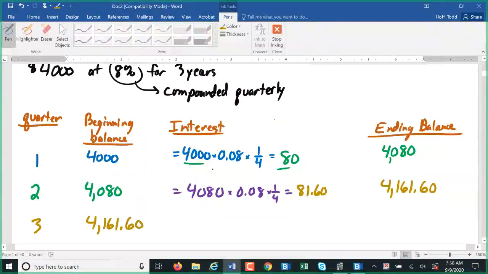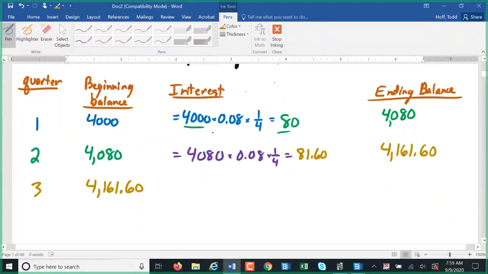Now, looking at this, how many times would I have to do this to get through the whole 3 years? Yeah, 12. 4 times a year for 3 years comes out to 12 times. I don't want to do this 12 times. That seems like a lot of work to me. So let's look at a shortcut.